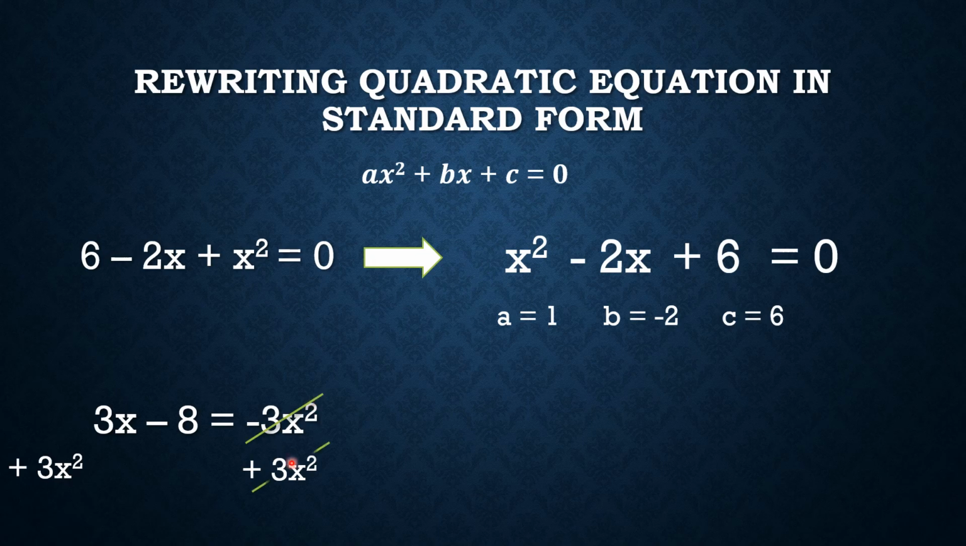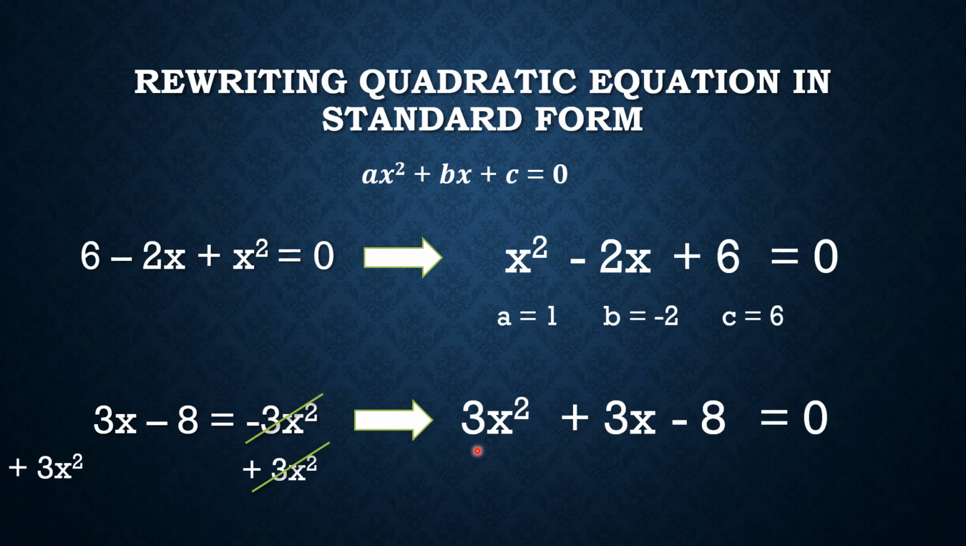So, now we can cancel this. So, this becomes 0. So, the right side of the equation becomes 0. And the quadratic term is now on the left side. So, pag sinulat natin siya into standard, we have the quadratic term, positive 3x squared, the linear term, positive 3x, and then our constant, negative 8, equals 0. And now, we can now identify the values of a, b, and c, where a is equal to 3, b is equal to 3, and c is equal to negative 8.